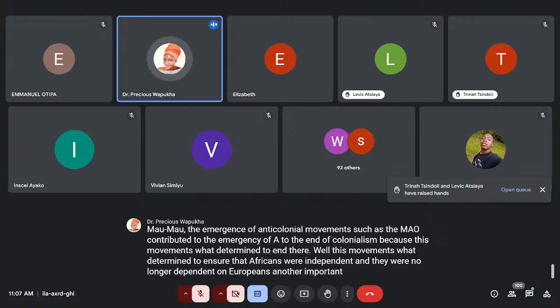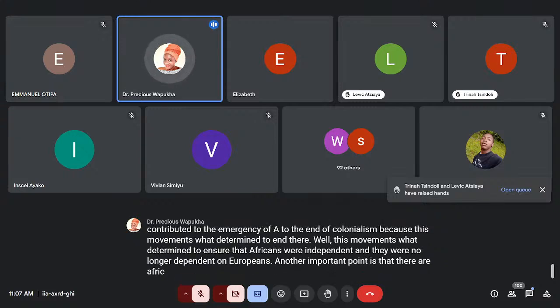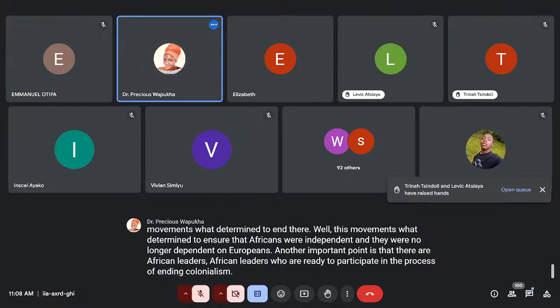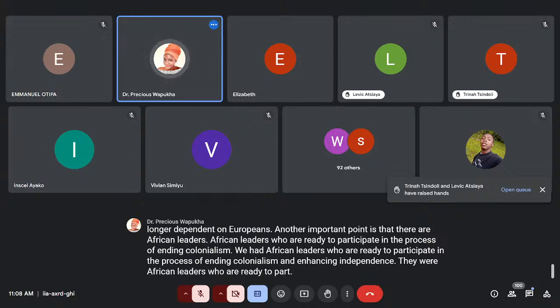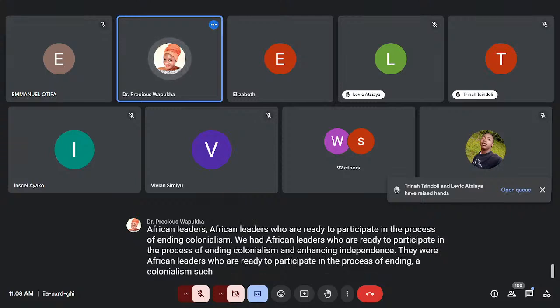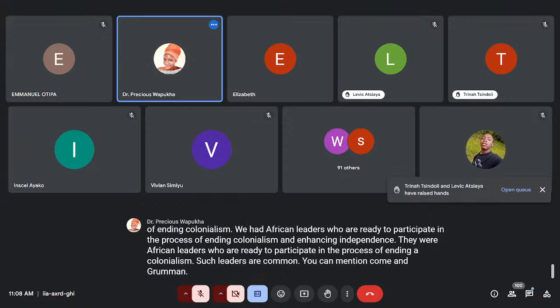Another important point is that there were African leaders who were ready to participate in the process of ending colonialism and enhancing independence. Such leaders are Kwame Nkrumah, Jomo Kenyatta, and others.